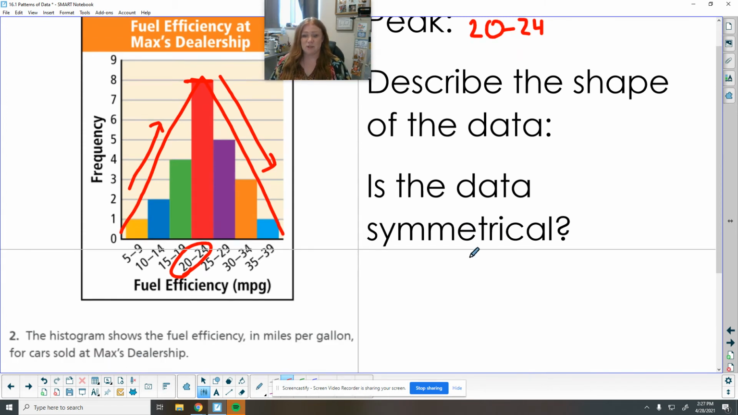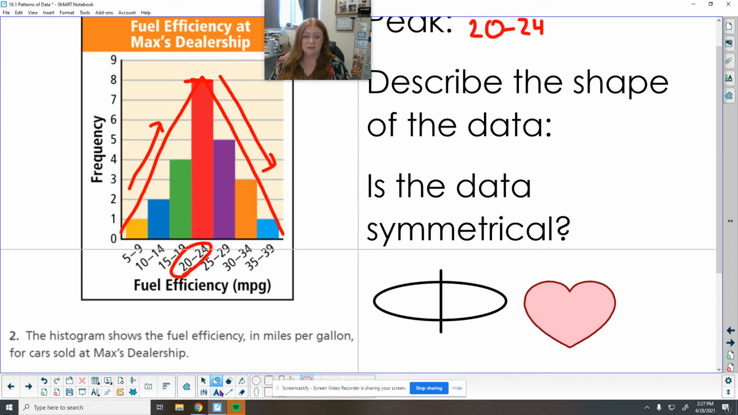Now, is this symmetrical? When something is symmetrical, that means that I can perfectly cut it in half and fold it over that line and it's going to match each other. So I could draw this heart here and I can cut it in half and fold that over each other. It has one line of symmetry. This oval shape here, I could also cut it horizontally and fold it up and down as well. This heart though, that point doesn't match up to there. So this has multiple lines of symmetry.